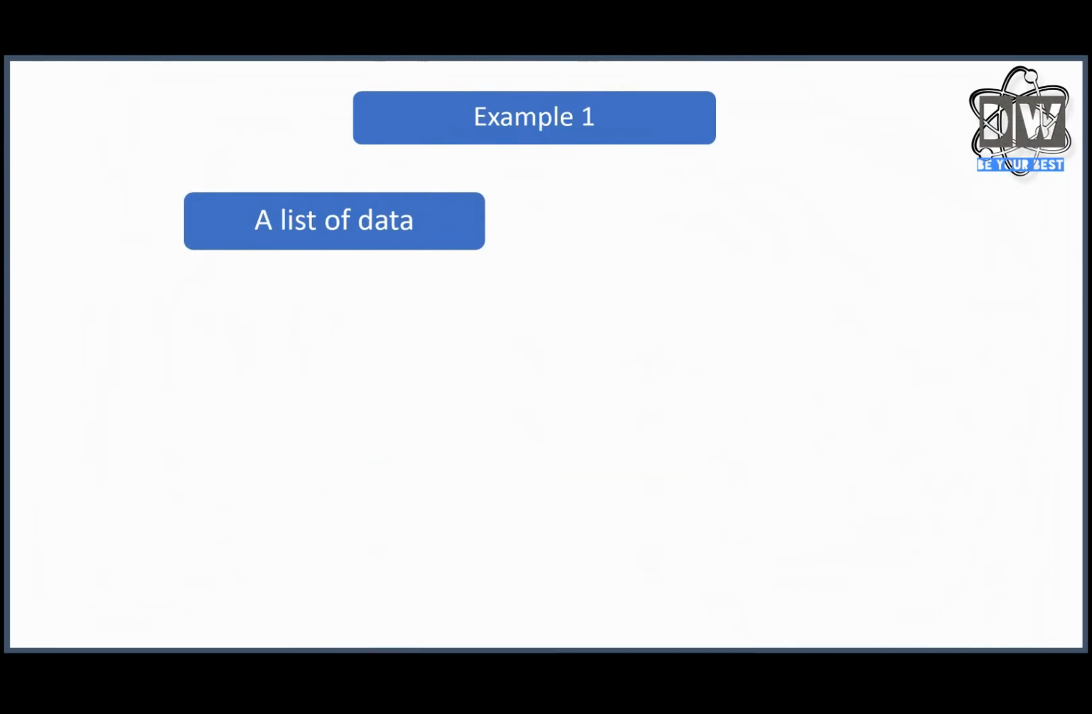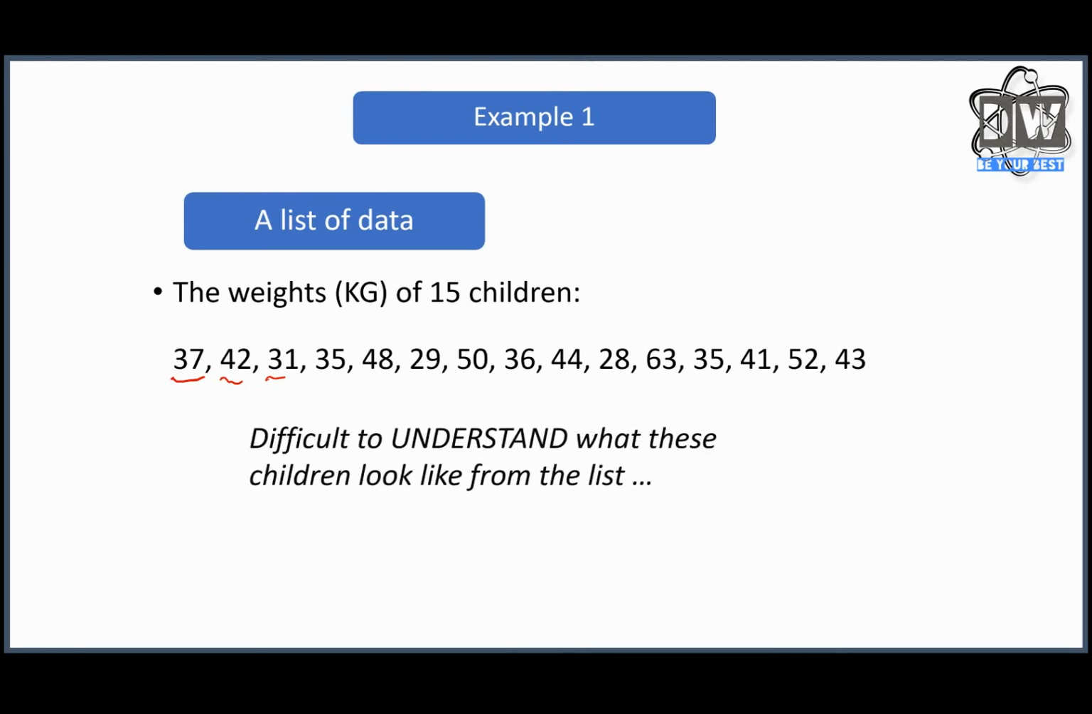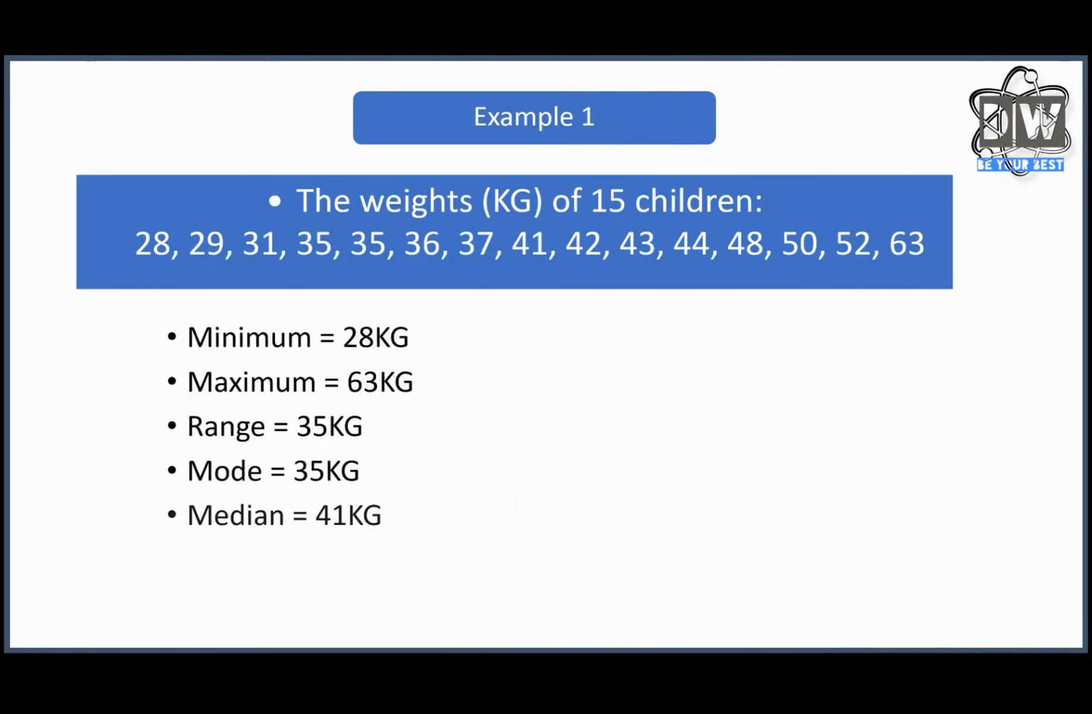I'm going to show you. Here's a list of data. Now all this data is, we've weighed 15 children. Here goes their weights. So we've got someone weighing 37 kgs, someone weighing 42 kgs, someone weighing 31, and so forth. Now, normally with data, we might find out these types of averages. We might find the range, the mode, the median, the mean.